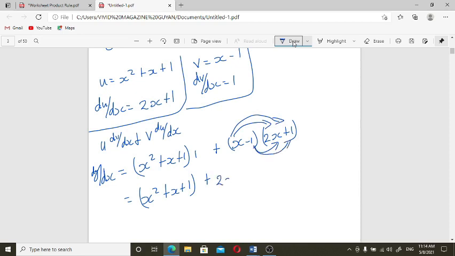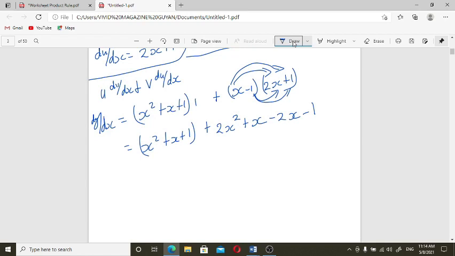This is 2x squared plus x minus 2x minus 1. So in writing this out now, I'd have x squared plus x plus 1 plus 2x squared. This here is going to give me minus x, and I have minus 1. So this and this goes, this and this goes. So x squared plus 2x squared is going to give me 3x squared.